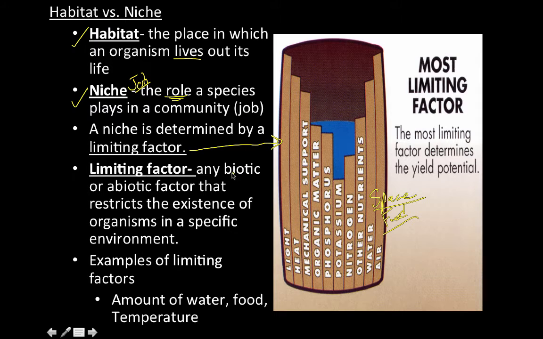So limiting factors are any biotic or abiotic factor that's restricting the existence of a species or organism in the environment. So here we put down the big ones: amount of food, water, and temperature. Those are probably the major ones, but like I said, those are other more specific examples, and a lot of them can apply to plants too.